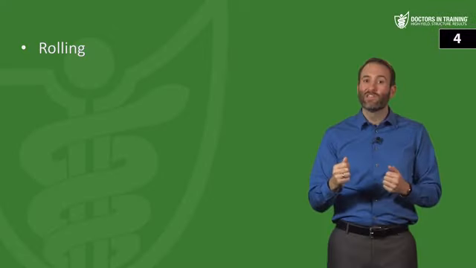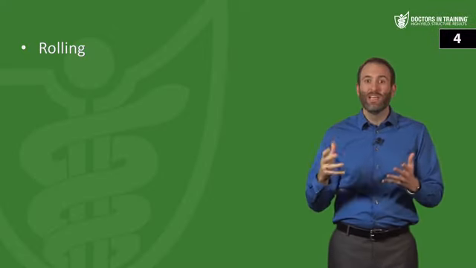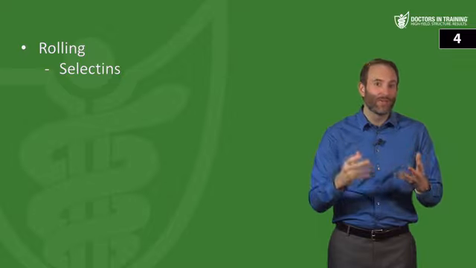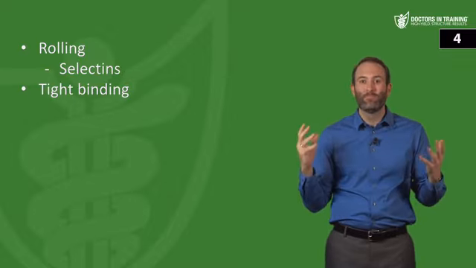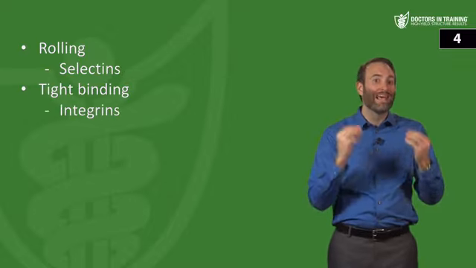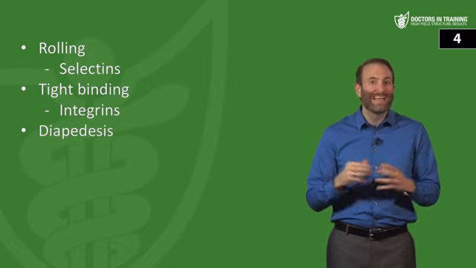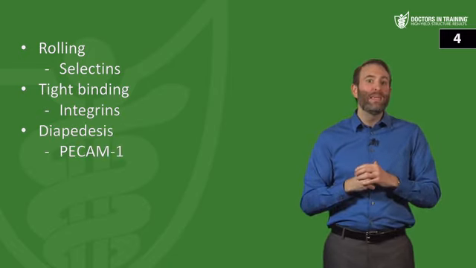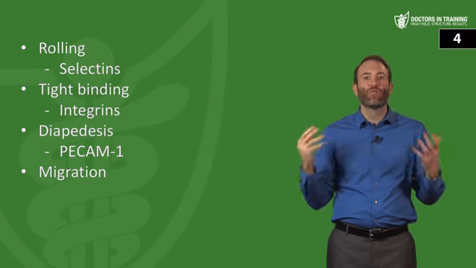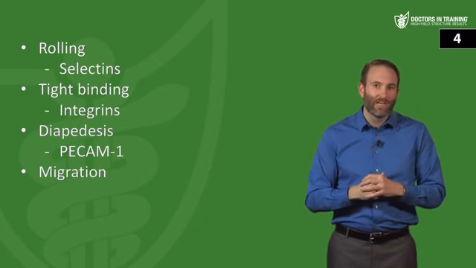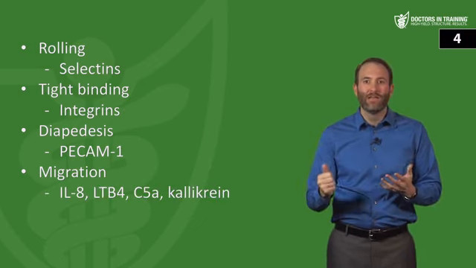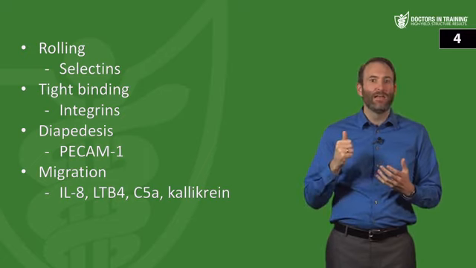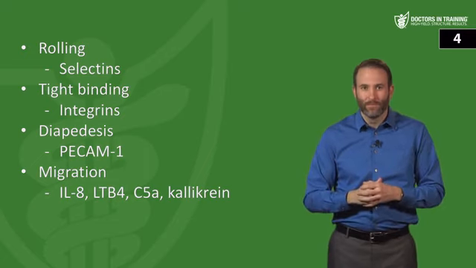First question, describe the process of leukocyte extravasation. So there are four big steps, remember. First, there was rolling, which is mediated by selectin, so they select the leukocytes. And then there's tight binding, and that's mediated by what? The integrins, they help to integrate. There's diapedesis, which is mediated by PECAM-1. And then there's migration, which is mediated by the chemotactic factors, things like IL-8, LTB4, C5a, and kallikrein.